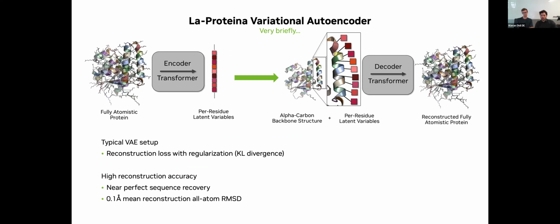And very briefly, I'll discuss the autoencoder. This is the same figure we had before. The encoder, which is a transformer, outputs these per-residue fixed size latent variables, and the decoder takes the alpha carbon coordinates and these latent variables and reconstructs the protein. We train this with your typical VAE setup, maximizing the ELBO, which is a reconstruction loss somewhat regularized with a KL divergence term. And we show with this very basic setup, we actually achieve near perfect sequence recovery and a mean all-atom RMSD of 0.1 angstrom. So we are also recovering the structures very well. That's the only thing I'll say about the autoencoder. Happy to answer questions, but it's a fairly standard setup.